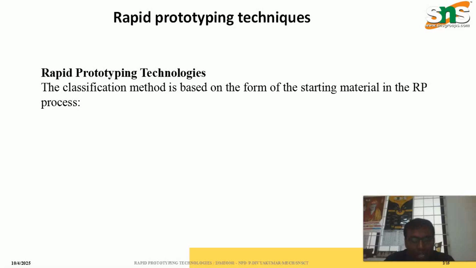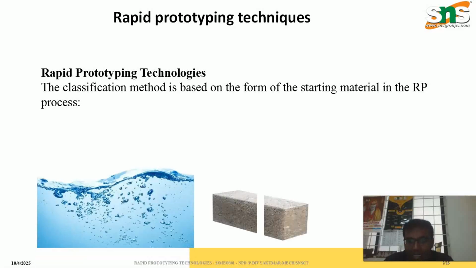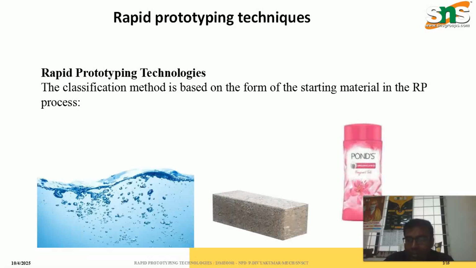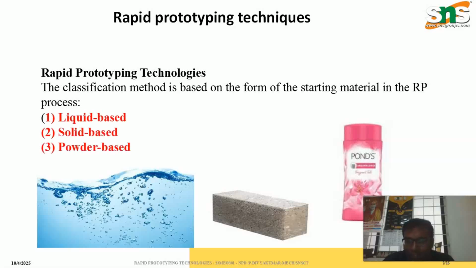In this video, we are going to discuss some of the major rapid prototyping techniques. Before that, we are going to classify the rapid prototyping techniques based upon the starting material or raw material used. There are majorly three types of rapid prototyping technologies based upon the starting materials used. The first one is liquid based. If the starting material is in liquid form, there are different types; the second type is solid, and the third one is the powder type.